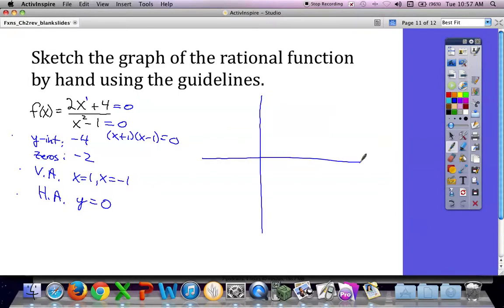Let's see, these numbers are pretty small. 1, 2, 3, 4. 1, 2, 3, 4. Okay, we said the y-intercept is negative 4. That's right here. The x-intercept is negative 2. That's right here. The asymptotes are at x equals 1 and x equals negative 1. And the horizontal asymptote is y equals 0.